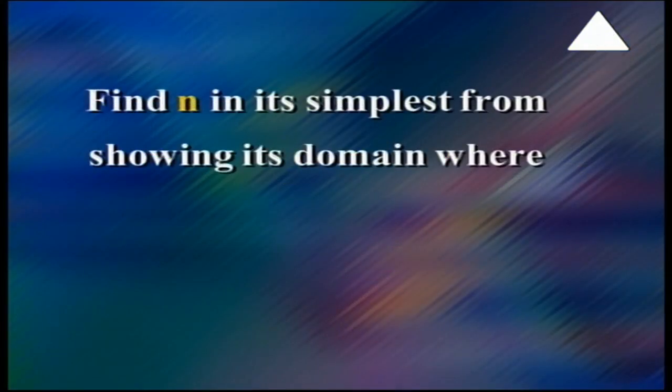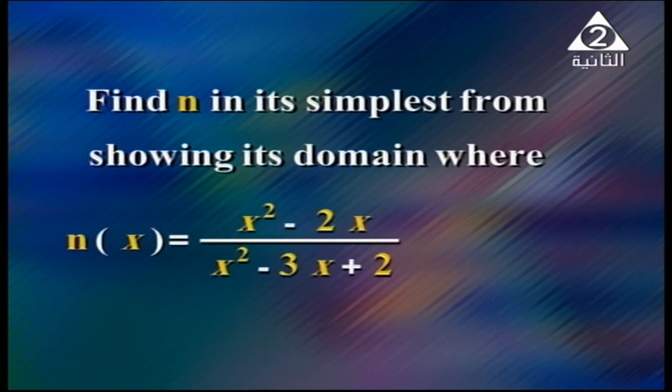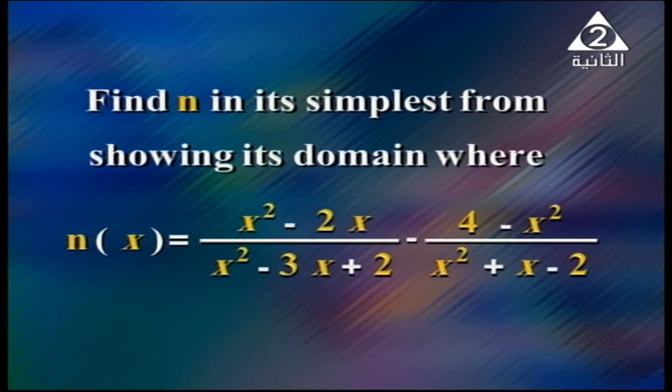Find n in its simplest form showing its domain, where n(x) equals x squared minus 2x over x squared minus 3x plus 2, minus 4 minus x squared over x squared plus x minus 2. At the very beginning, you are going to factorize the two fractional functions. How? Pay attention, please. n(x) equals, that's correct, we are going to take a common factor x. So it is x(x minus 2).